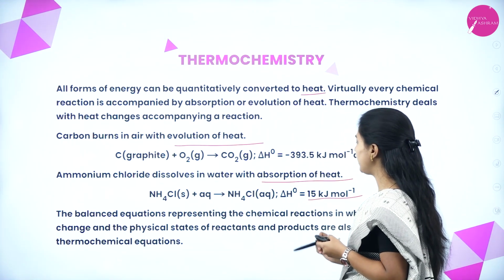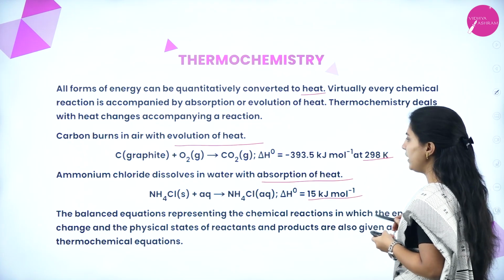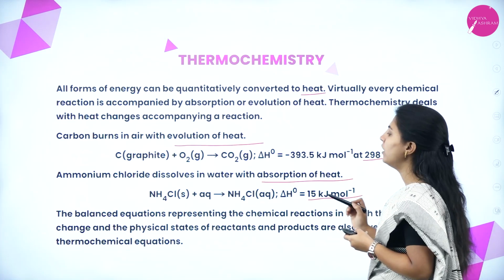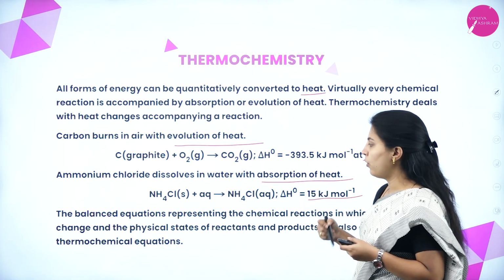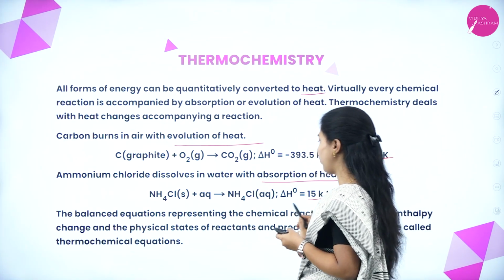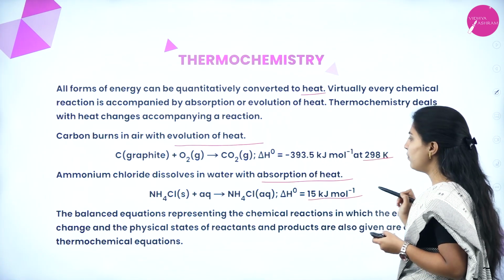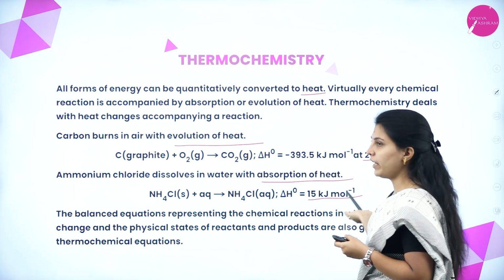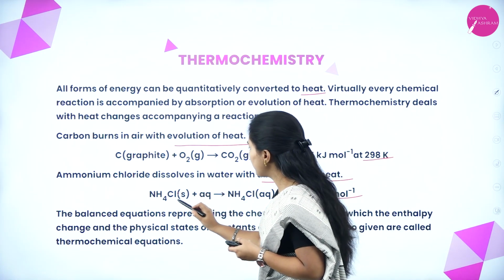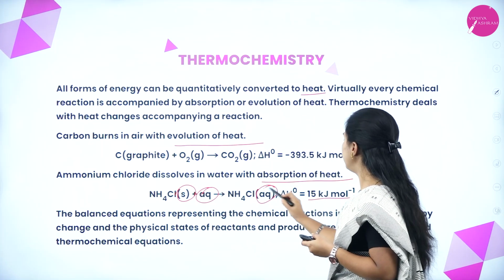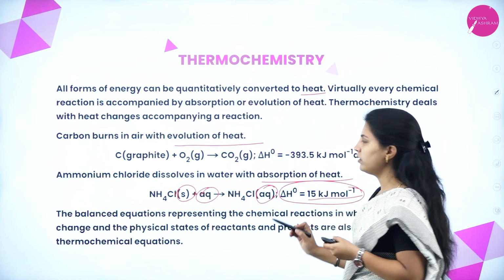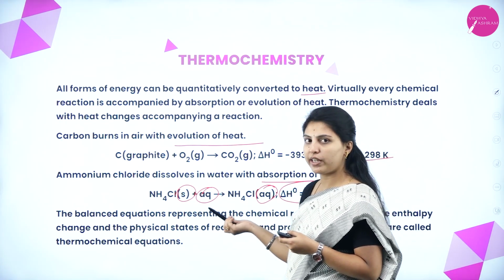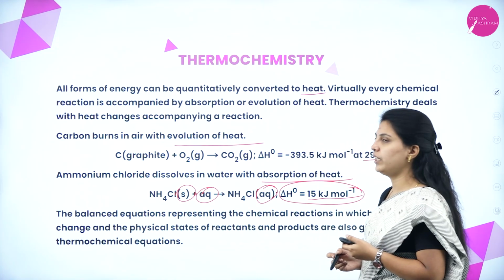Balanced equations representing chemical reactions in which the enthalpy change and the physical states of reactant and product are also given are called thermochemical equations. What are they telling? In the balanced chemical equation, the enthalpy change and the physical states of reactants and products are shown. These are the states of matter, and this is the enthalpy change. That equation or reaction will be called a thermochemical equation.